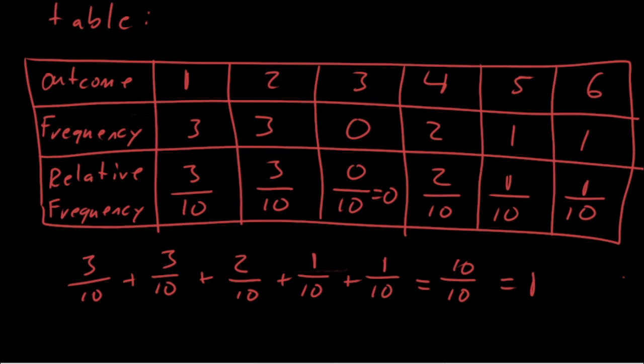So 3 over 10 plus 3 over 10 plus 2 over 10 plus 1 over 10 plus 1 over 10. So that's 6, 8, 9, 10. 10 over 10, which is equal to 1. So we did do this right. So remember, all the relative frequencies have to add up together in the distribution, all of them have to add up to 1 for it to be a distribution. All right.